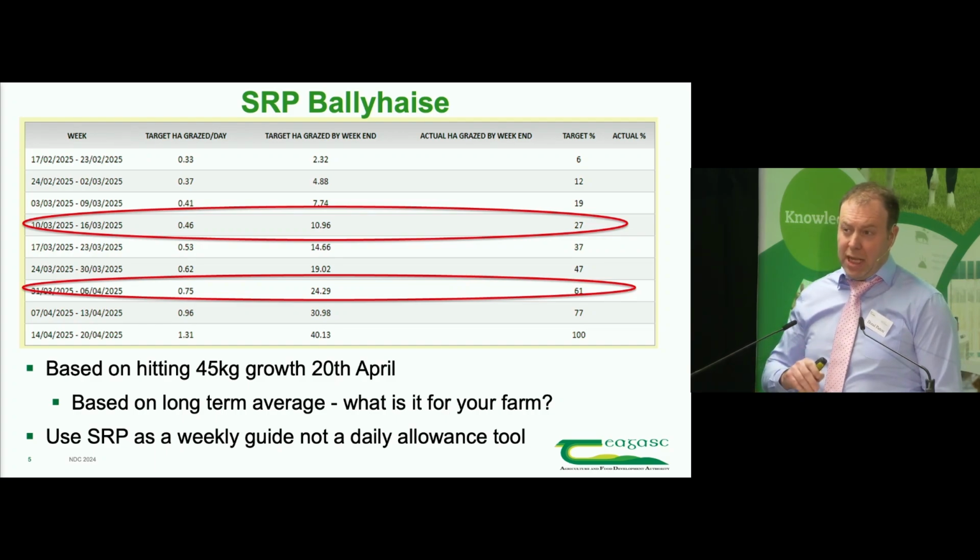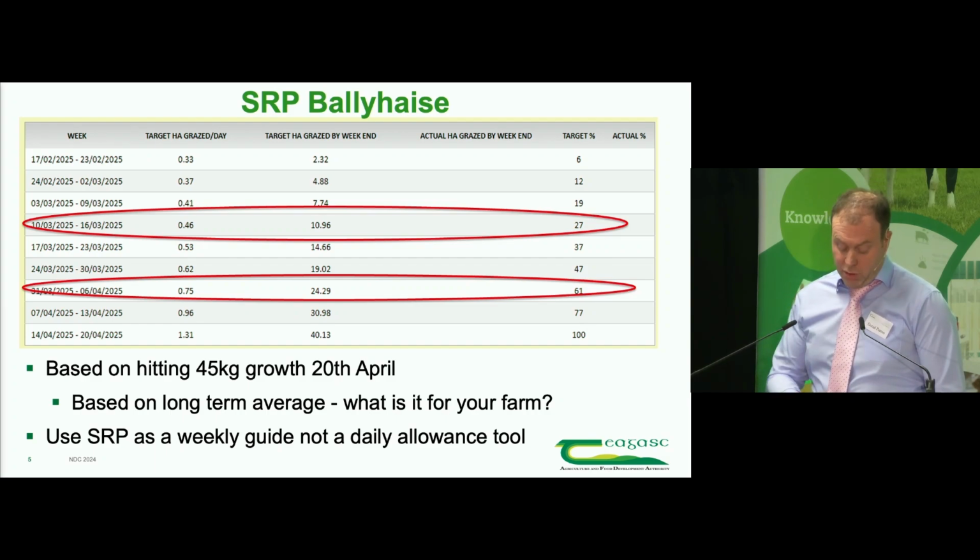The rotation plan, I suppose the key point of it is that it's not a daily allowance tool, and I think that's where some people get caught out, particularly guys that aren't measuring. They've tried to use it and found that it doesn't work, and it doesn't really from a daily allocation point of view.